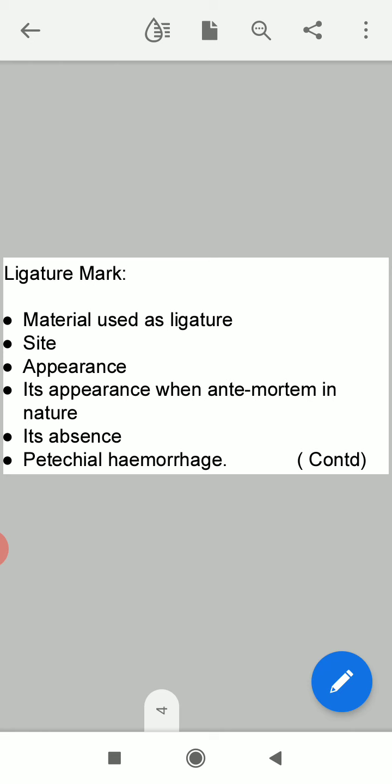Very important external finding is the ligature mark. Now, the ligature mark depends on various factors. First is the material used as ligature. In the topic of hanging, we discussed different materials used as ligature. Here in strangulation, thin materials like electric cord or wire are commonly used as ligature. Thick materials like sari, dupatta, dhoti are not commonly used as ligature.